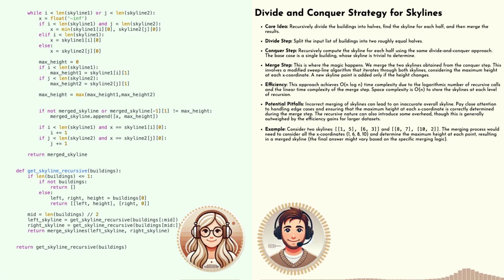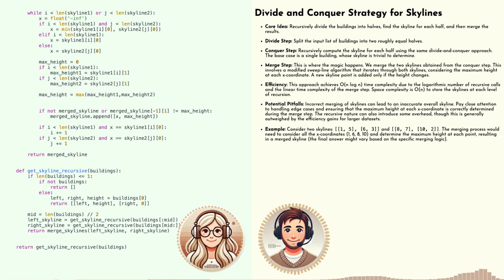That makes sense, but wouldn't we end up with a ton of unnecessary points in our merged skyline if we're basically looking at all the points from both of the original skylines? Yeah, that's where the modified part comes in. We only add a point to the merged skyline if the height actually changes from the previous point. So that way, we're making sure that we're only capturing the essential peaks and valleys of the combined skyline. No extra baggage. Ah, that's clever.